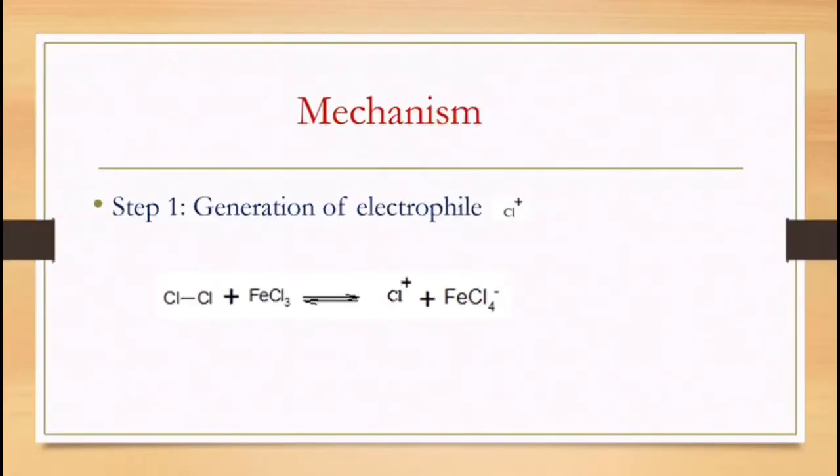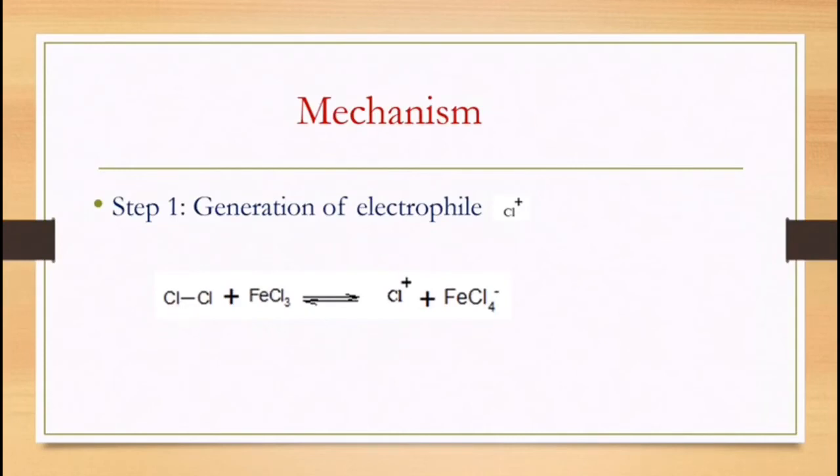Now let us discuss the mechanism. Step 1 is generation of electrophile. Here Cl plus ion is the electrophile for the chlorination of benzene. So here the Cl2 molecule will be polarized in presence of FeCl3 catalyst. It will form Cl plus and FeCl4 minus ion.